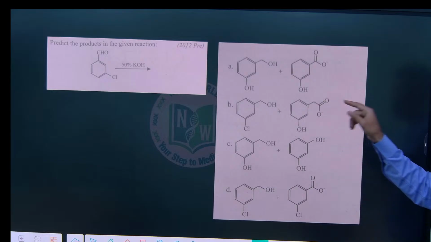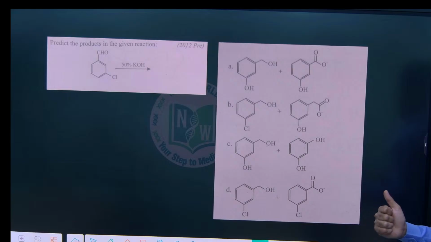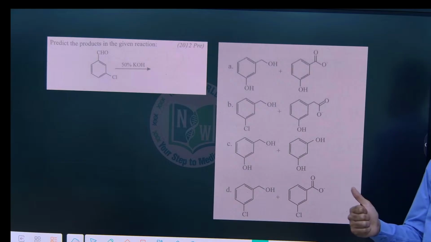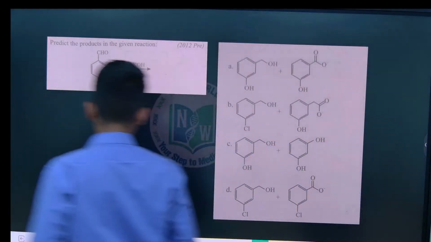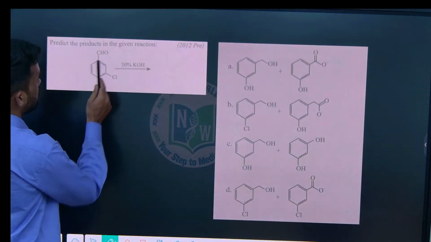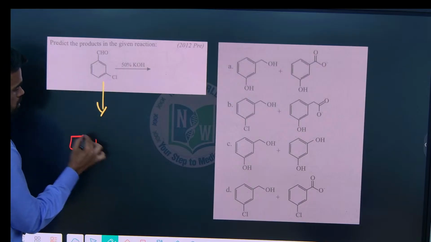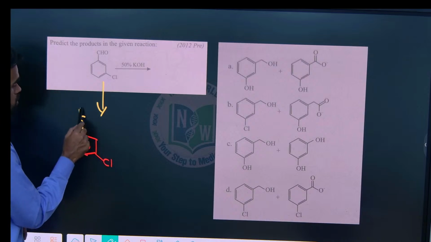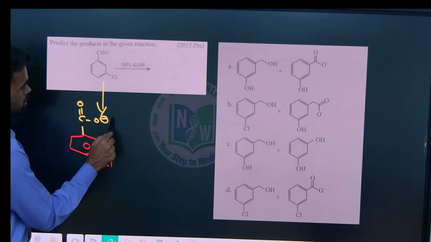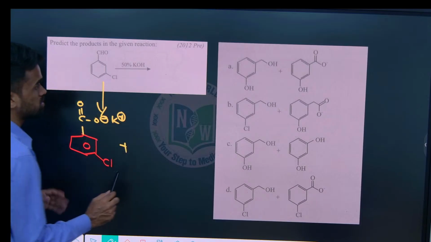Look at the products now. In Cannizzaro reaction, what type of products do we get? One is oxidized and another one is reduced. That is carboxylic acid and alcohol. Now identify. What is the carboxylic acid formed from here, the oxidized product? Chlorine, do not disturb it. What happens here? COO minus K plus. This is the carboxylic acid formed, the oxidized one.